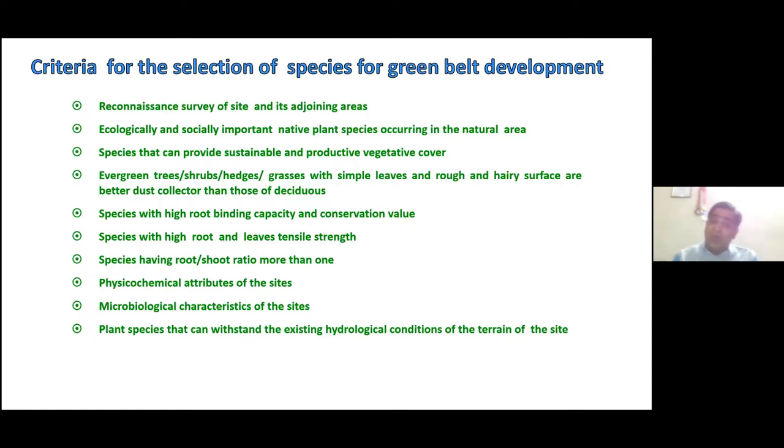We should choose species with more binding capacity and conservation value, and species with high root and leaf tensile strength, especially in snow covered and other areas. Species should have a root shoot ratio of more than 1, so that they can exist in polluted and other loose soil areas. We also consider the physicochemical attributes and microbiological characteristics of the sites, and plant species that can withstand the existing hydrological conditions of the terrain of the site. So these are the simple parameters for selection of species for polluted or other contaminated areas.